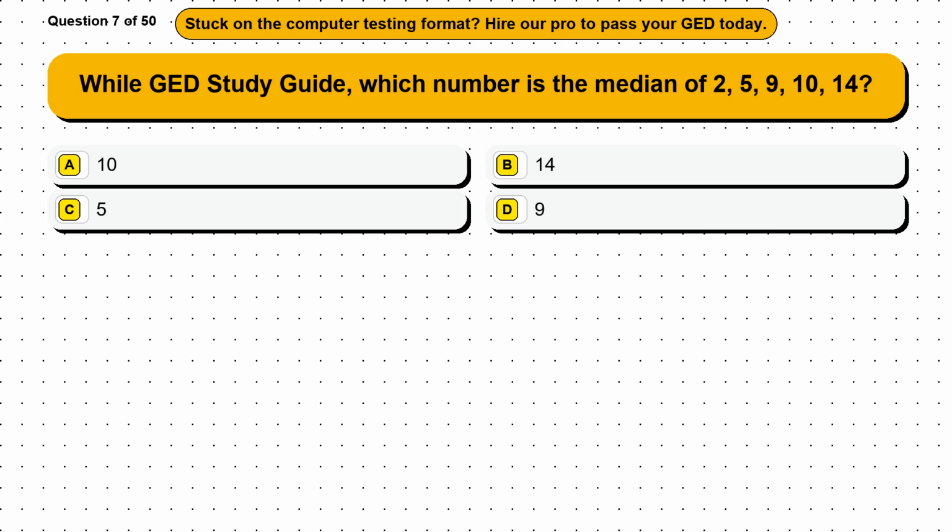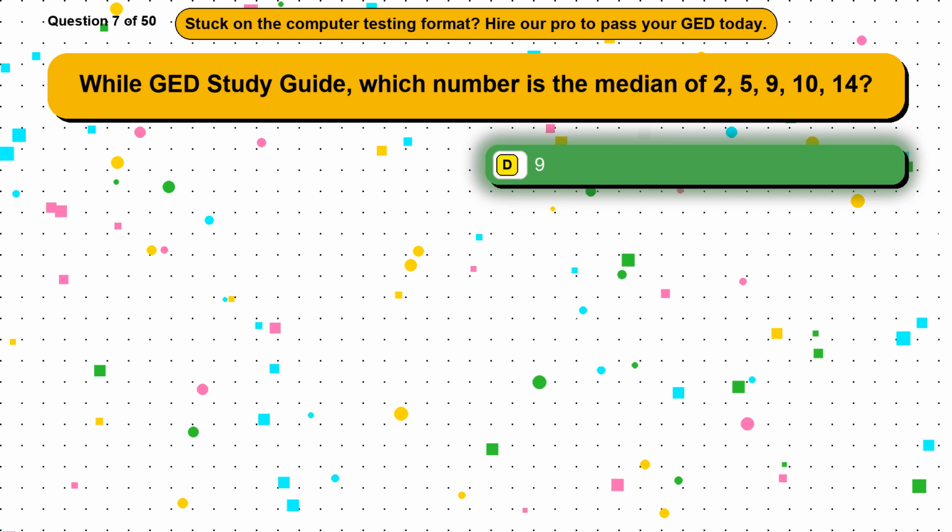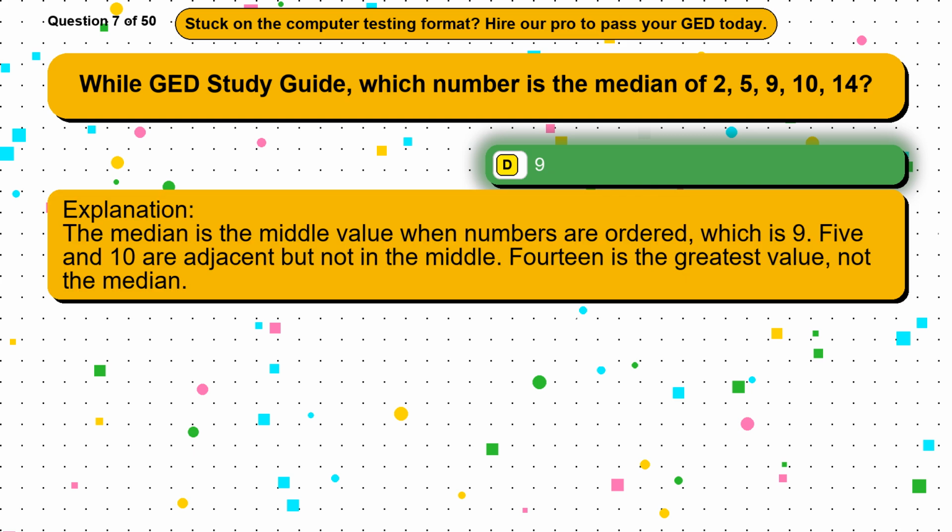Question 7. While GED Study Guide, which number is the median of 2, 5, 9, 10, 14? Option A, 10. Option B, 14. Option C, 5. Option D, 9. The correct answer is option D, 9. The median is the middle value when numbers are ordered, which is 9. 5 and 10 are adjacent but not in the middle. 14 is the greatest value, not the median.